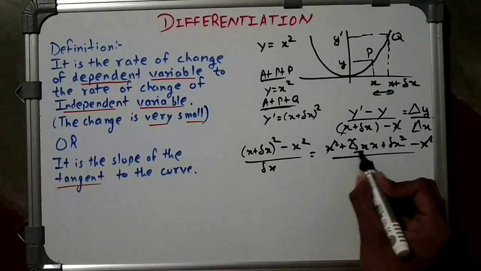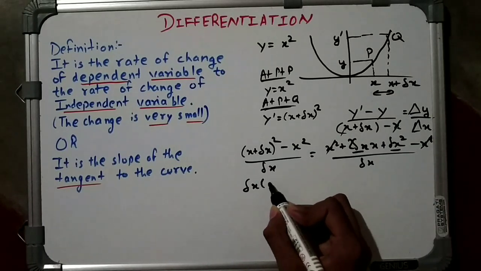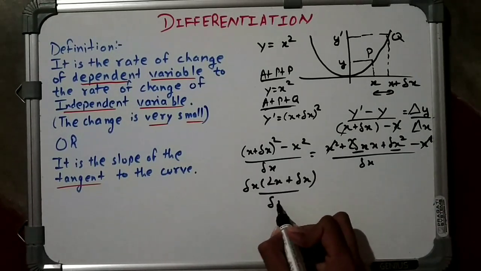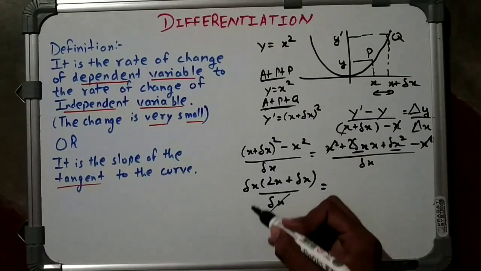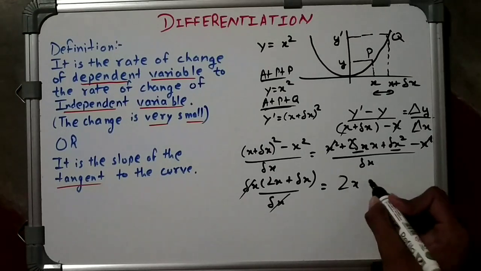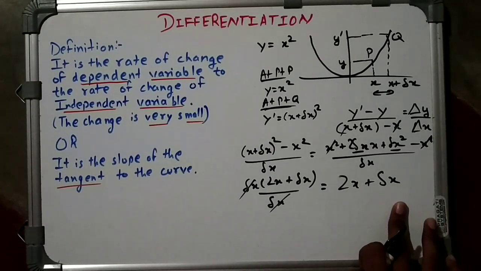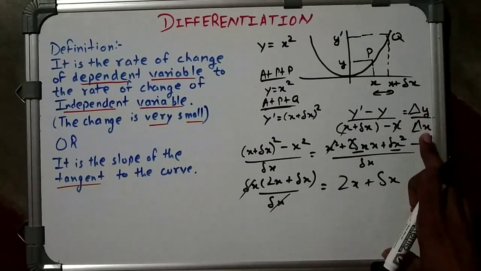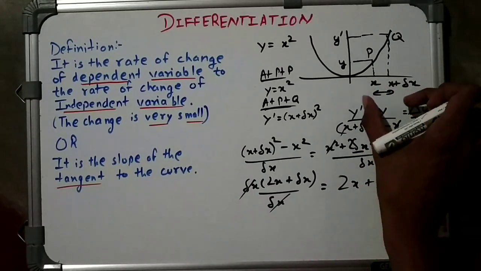So we can common out this del x. So we'll have del x times 2x plus del x upon del x, right? And if we solve this, del x will get cancelled out. We'll have 2x plus del x. Okay, we'll have 2x plus del x here. So now this is actually del y by del x, which is a large change.